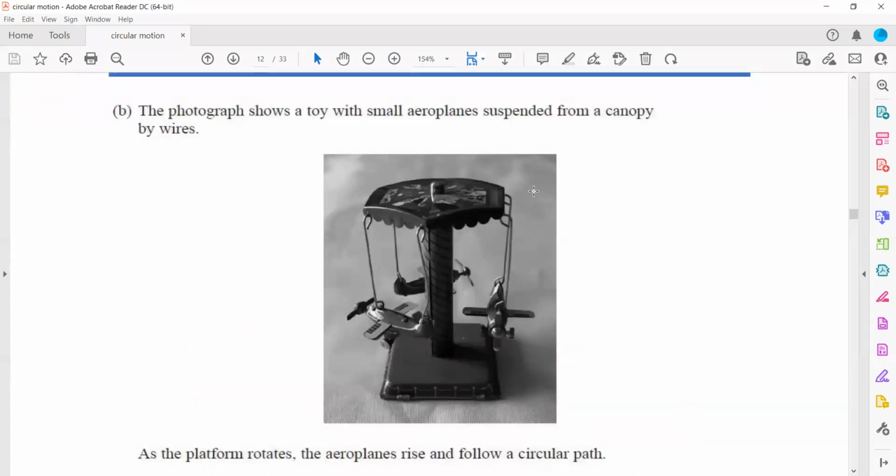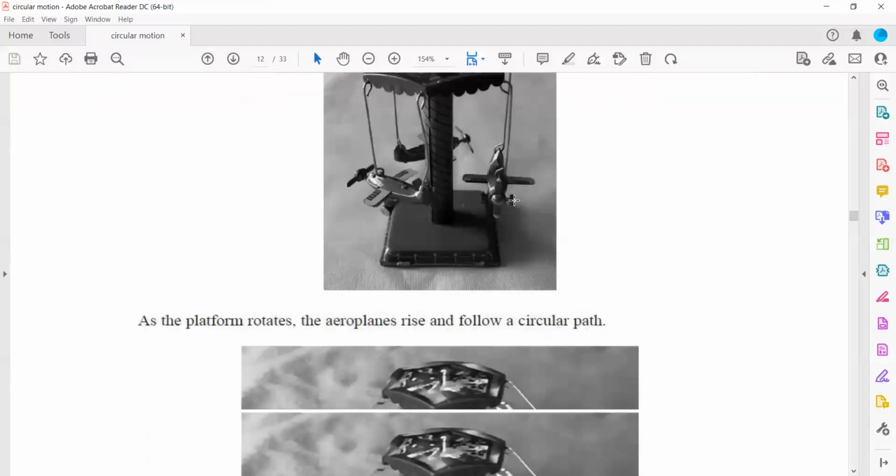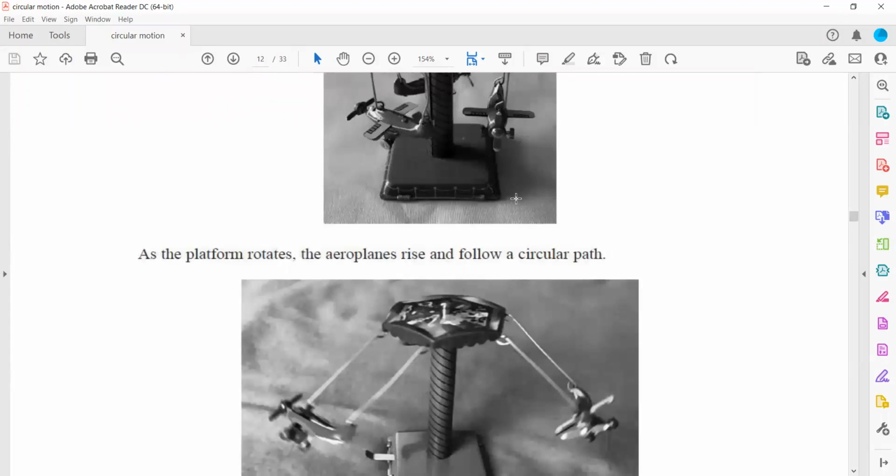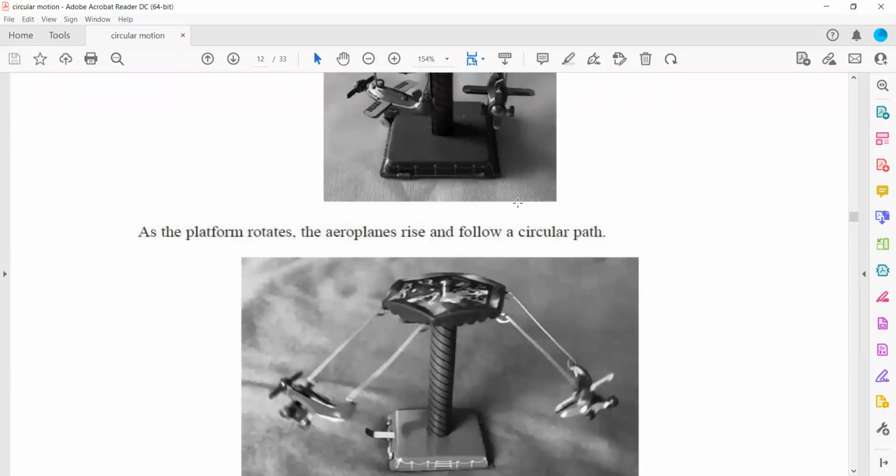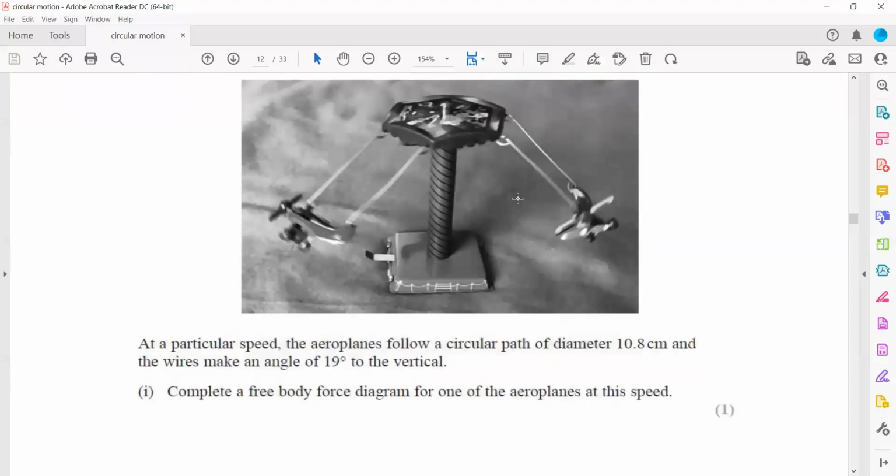In part B, the photograph shows a toy with a small airplane suspended from a canopy by wires. As the airplane rotates, it rises and follows a circular path, as you can see. At a particular speed, the circular path has a diameter, so this whole distance is the diameter, which equals 10.8.